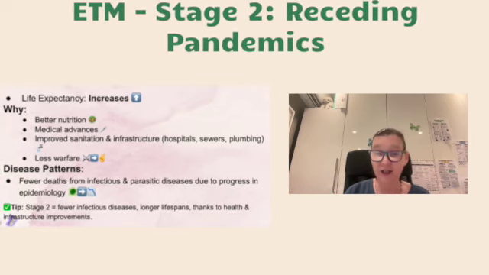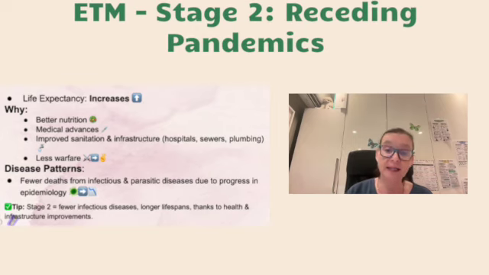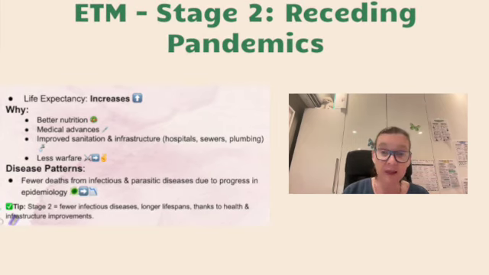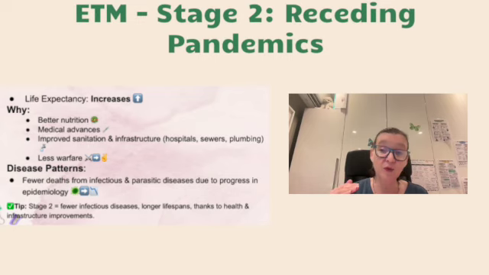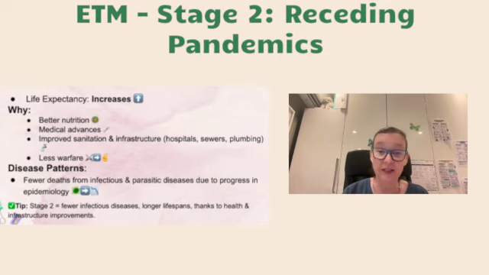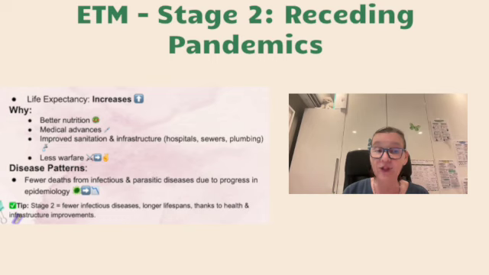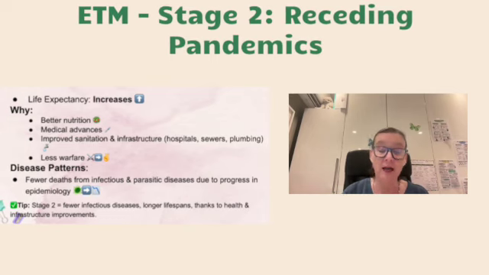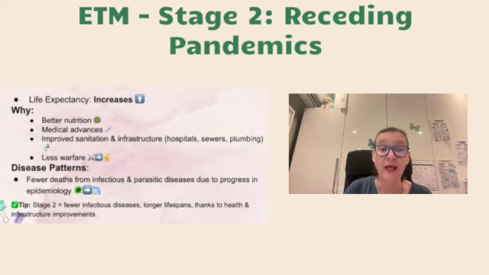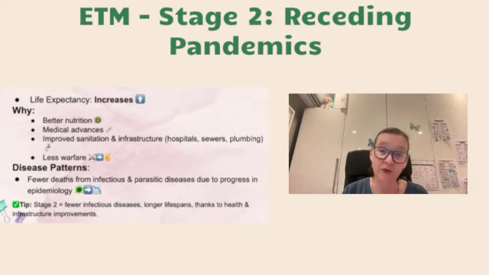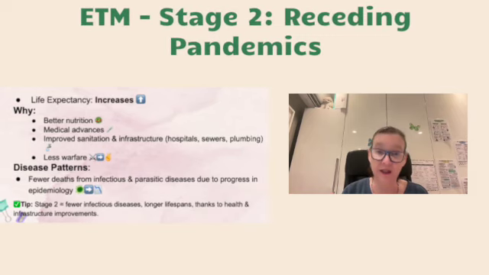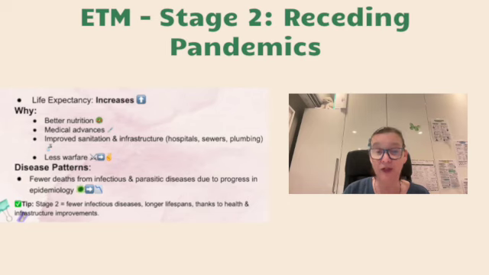Third, sanitation and infrastructure improvements. Cities began building sewers, plumbing systems, and hospitals, which dramatically reduced the spread of disease. Clean water and waste management means fewer infections. Another factor is less war. As societies stabilized and industrialized, there was more peace and better living conditions, allowing populations to grow.